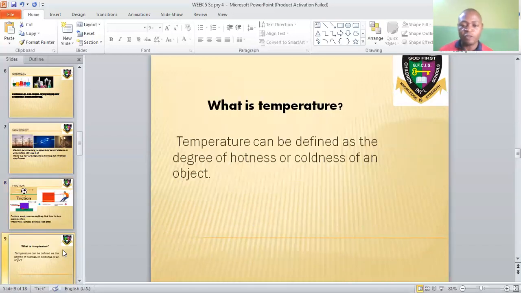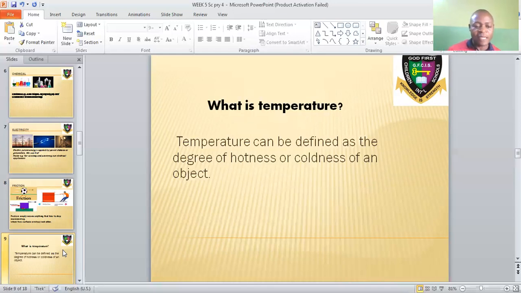Then, what is temperature? We can define temperature as the degree of hotness or coldness of an object. How cold or how hot an object is. Again, temperature can be defined as the degree of hotness or coldness of an object, or of a body. So how hot or how cold a body is, that is temperature.